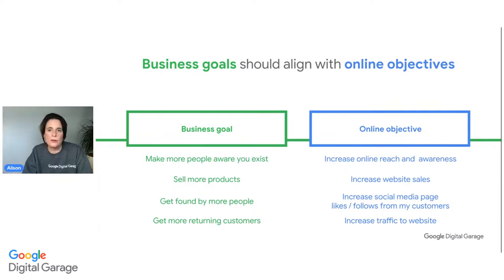So your business goals, your overall business goals, should align with these online objectives. So your business goal might be, I want more people to know I exist. So your online objective for that would be to increase your online reach and awareness. You might say, as most businesses do, I want to sell more stuff. I want to sell more products. So your online objective would be to increase website sales. It might be to get more returning customers, in which case you want to increase traffic to the website.